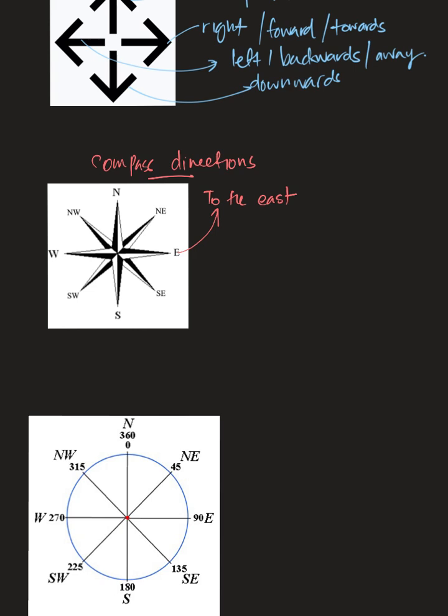You can say southwards, right? You can say in the direction northeast, right? So when you talk about compass directions, you can use them for what they are. You know that it goes north, east, south, and west.